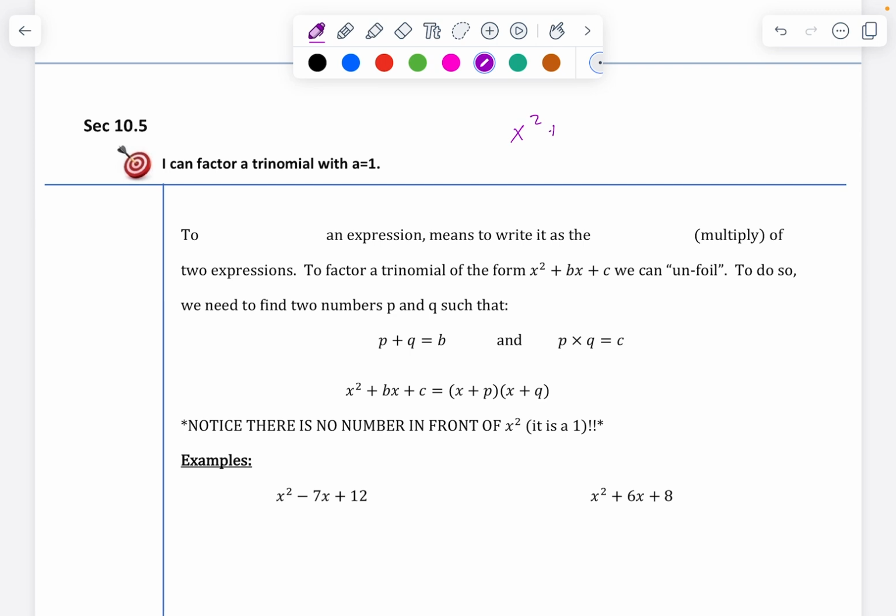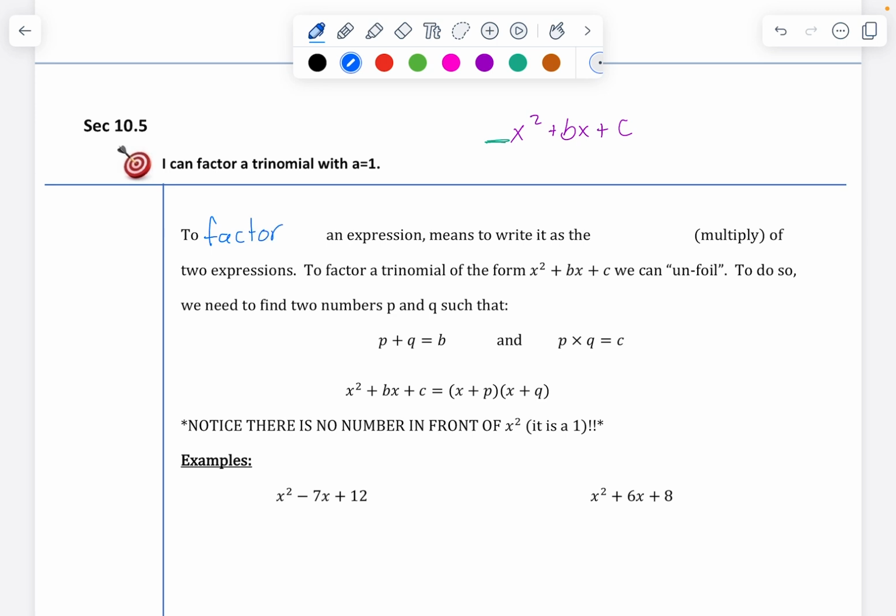X squared plus bx plus c. So that a is always that number out in front. We don't have one out here. Later in the week, we will talk about what happens when there is a number out in front, but right now we are not going to look at that. So just that x squared plus bx plus c. The first thing that we're going to talk about is when we factor an expression.